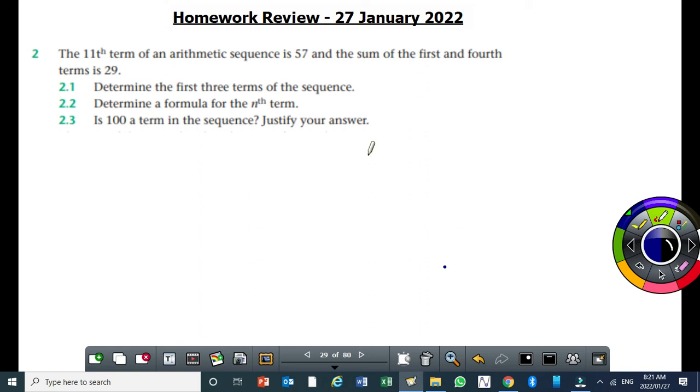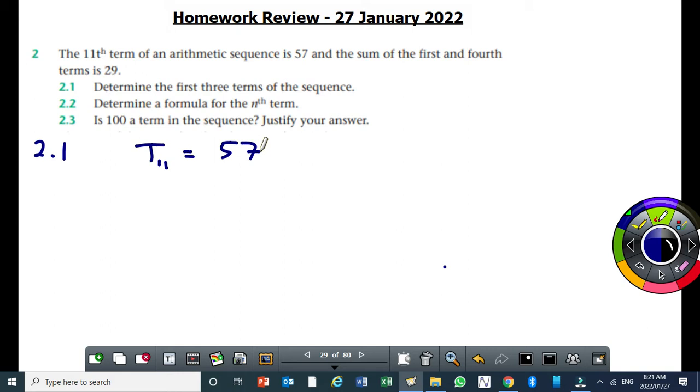The first question is number 2. It says the 11th term of an arithmetic sequence is 57. So what that means, just to write that, I'm going to start with 2.1. It means T11 is equal to 57. And it's an arithmetic sequence.